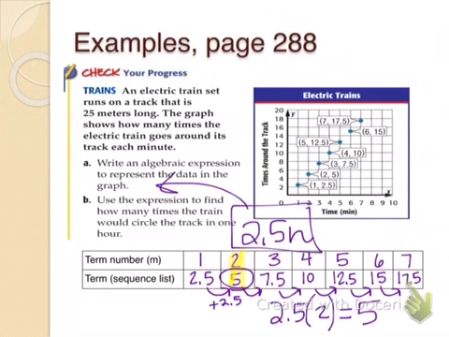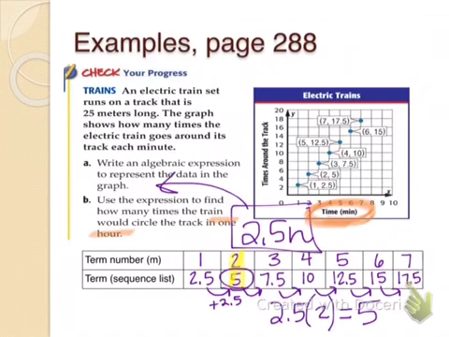Part B says, use the expression to find how many times a train would circle the track in 1 hour. All right, now we've got to go back and think. In this graph, they're talking about time in minutes. Right here, time in minutes. So if they say 1 hour, how many minutes are in 1 hour? Well, there are 60 minutes in 1 hour.